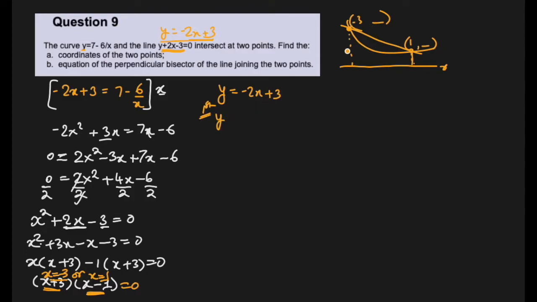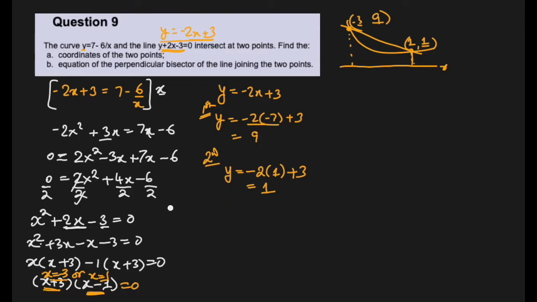So first point, we had x equal to minus 3 here. So y equal to minus 2 times minus 3 plus 3. So it becomes how much? 6 plus 3, 9. Second, y equal to minus 2 times 1 plus 3, minus 2 plus 3, 1. So we got 9 for this and 1 for this. These are the points of intersection.